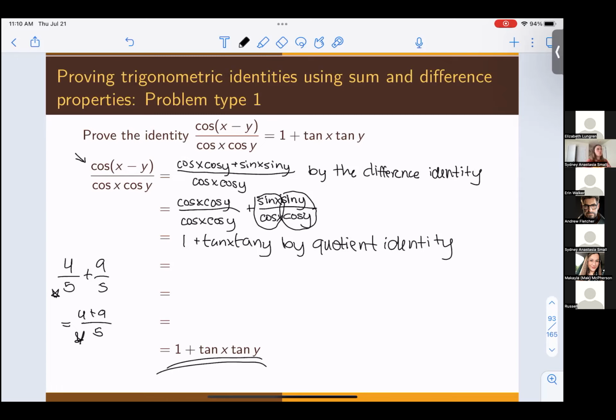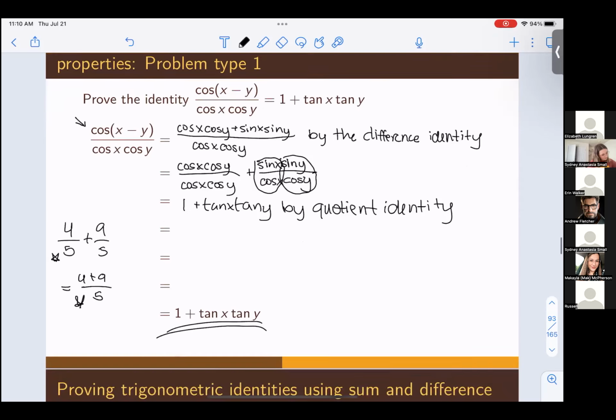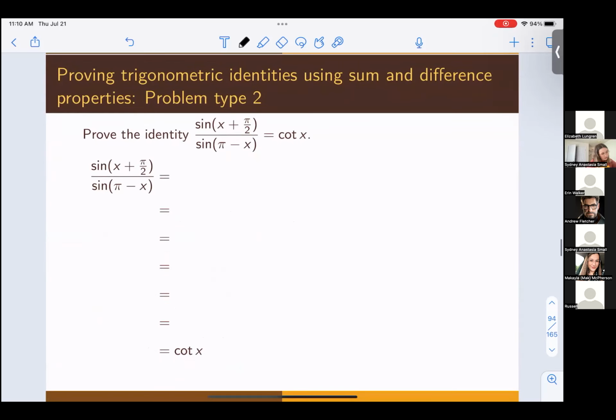All right, let's try one more proof for now. I want to prove the identity sine of x plus pi over 2 over sine of pi minus x equals cotangent of x. Again, there's not much I could do with the cotangent on the bottom. I could turn it into cosine of x over sine of x using the quotient identity, because I know that's something I can always do. However, once I have cosine x over sine x, what the heck would I do with it? I don't know. So the only really reasonable way to work with this one is forwards.